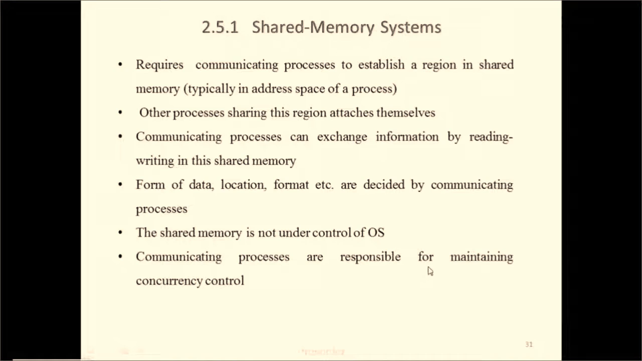Communicating processes are responsible for maintaining concurrency control. So, shared memory is there, an area which is being shared, it becomes a critical section, and then all the stuff that is concerned with the critical section will come into play, which calls for concurrency control.